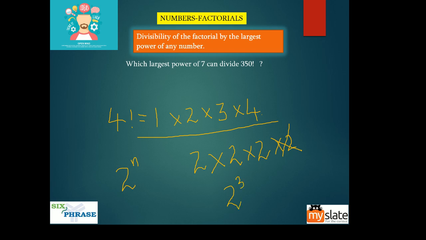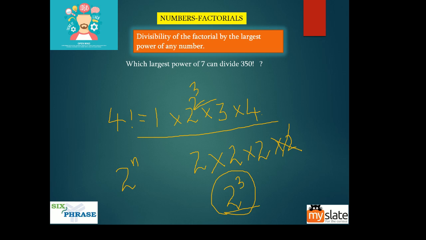Yes, the largest power of 2 which can divide 4 factorial is 2 cube. Okay, guys, this is your answer. Now, for this 2 cube to be the answer, this numerator must have 2 cube. Only if we have 2 cube in the numerator, you can put 2 cube in the denominator.